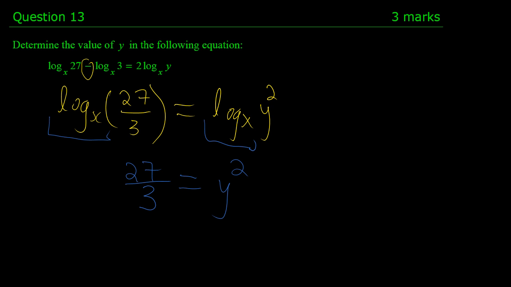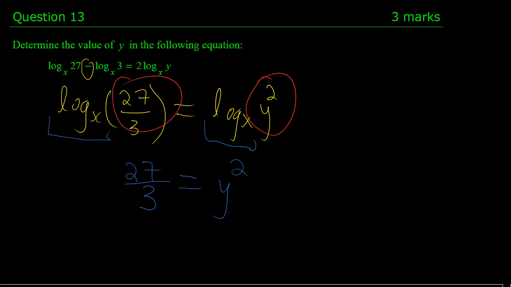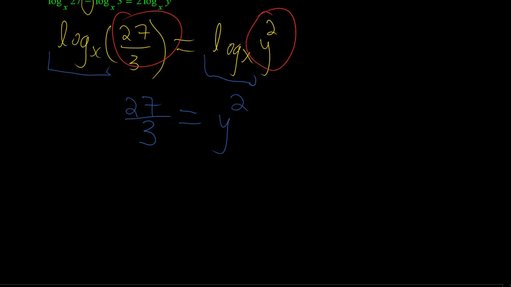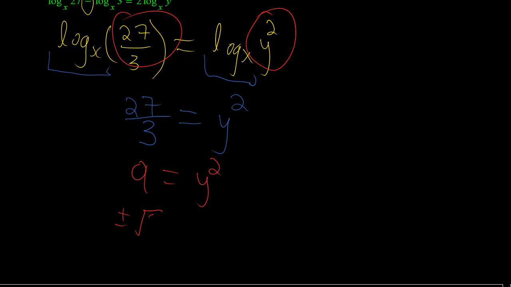Right? So what are we equating? We're just saying this argument here has to be equal to this argument here. So 27 divided by 3 is 9. So 9 has to equal y squared. The opposite of squaring, of course, is square rooting. So plus or minus square root of 9 equals y. Plus or minus 3 equals y.